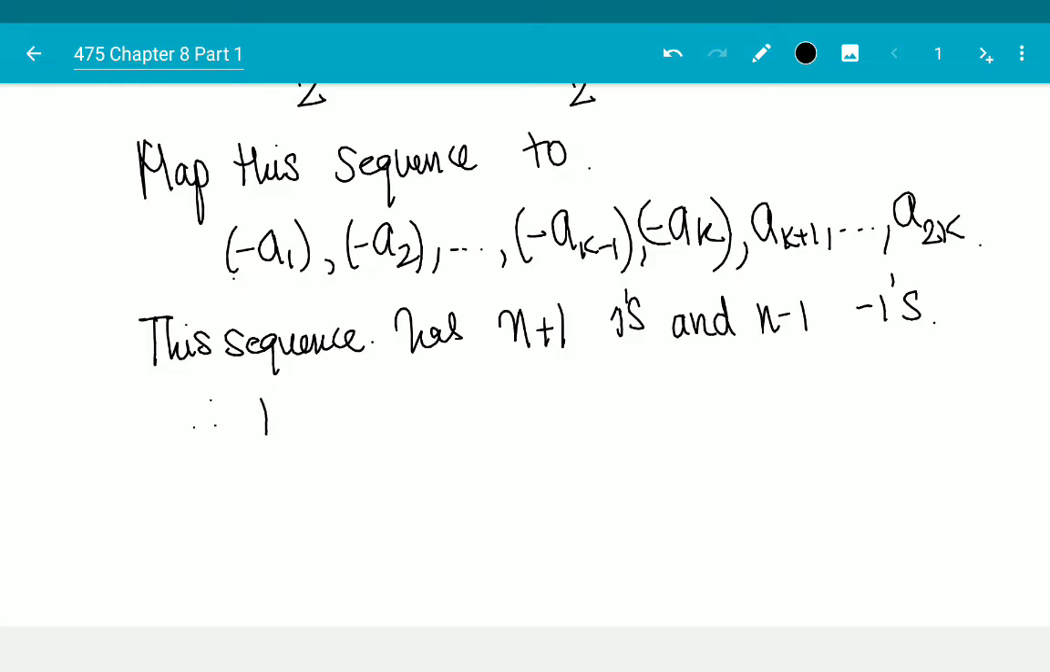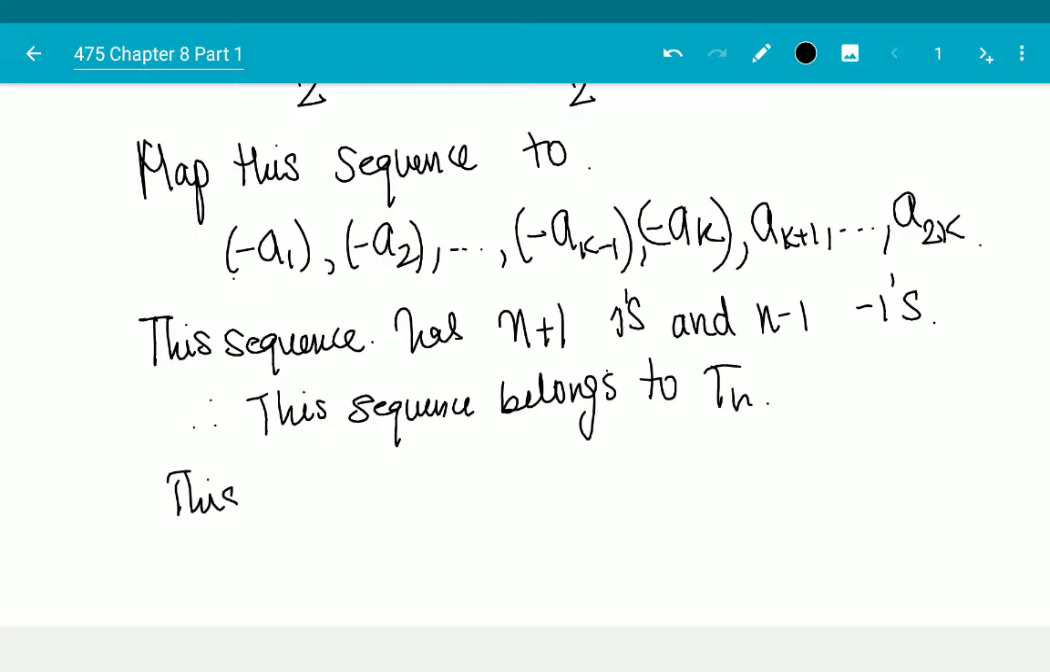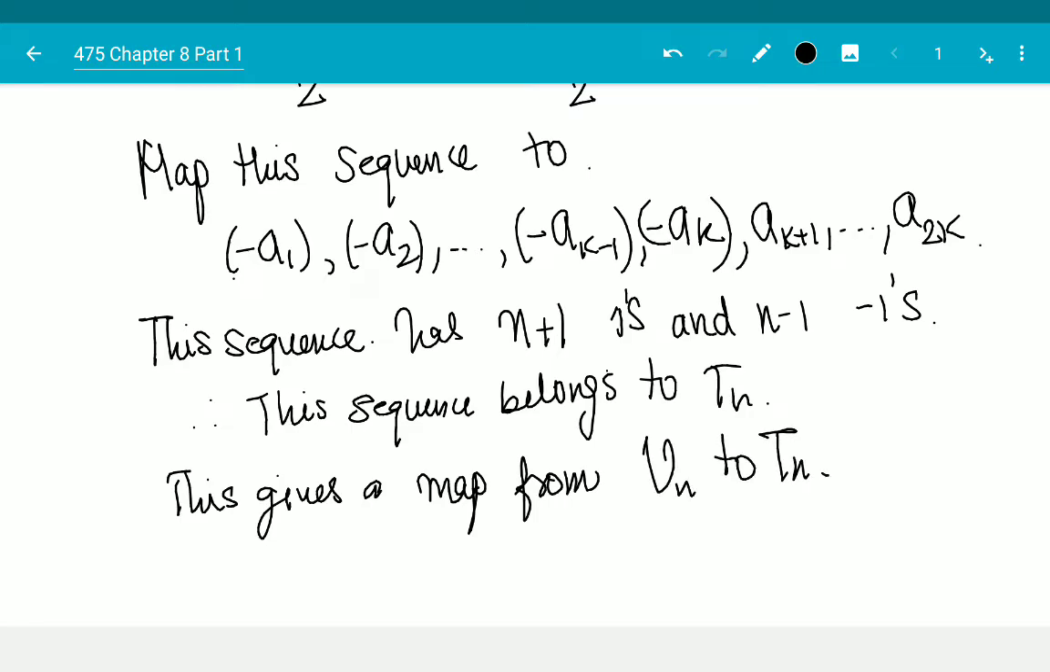Therefore this sequence belongs to Tn, right? And therefore, I have a map. This gives a map from Un to Tn. Okay. It is easy to check that it is injective. It is actually injective just by construction.